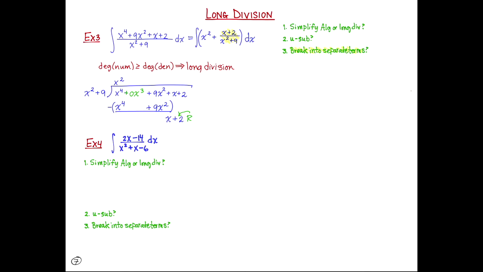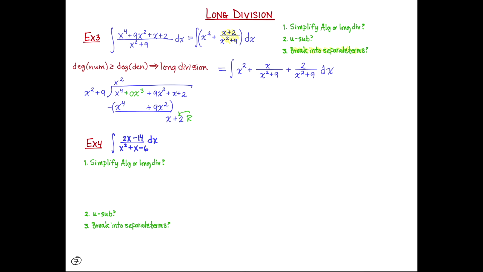Okay, and so we have that this is equal to the integral of x squared plus x over x squared plus 9 plus 2 over x squared plus 9 dx. And this is one form that you're going to run into quite a bit where you need to break this into two separate forms. So be on the lookout for that. You'll see it in your web work and in your homework too.